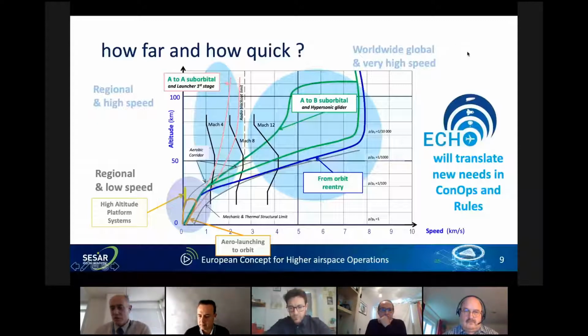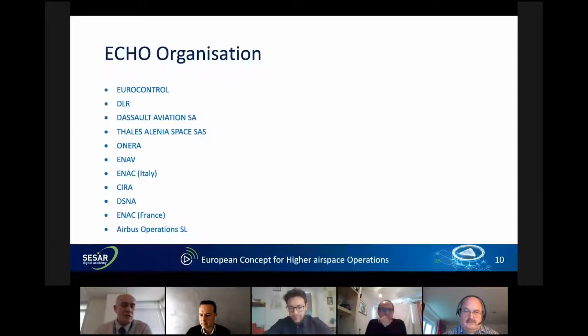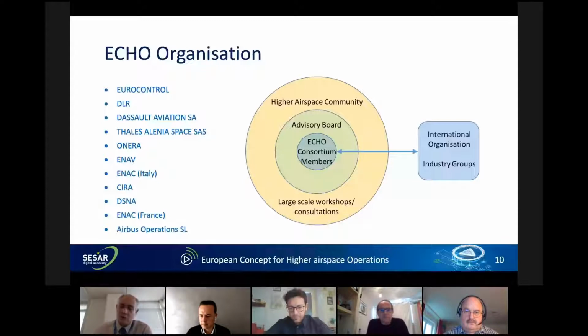So the topic of ECHO is now to translate the new needs in CONOPS and to propose some rules. So today the organization of ECHO is made of a mix between institutional entities and private entities and operators. So the consortium also exchanges with an advisory board, and we will exchange through workshops with the enlarged community.